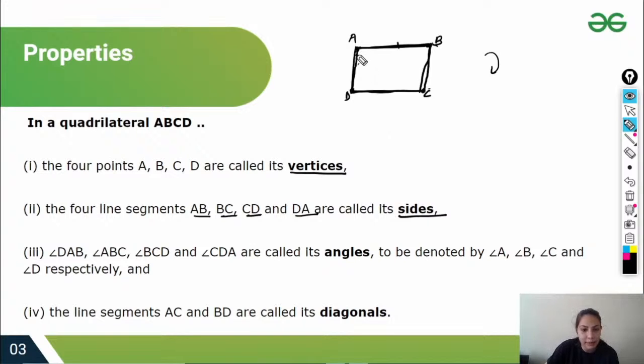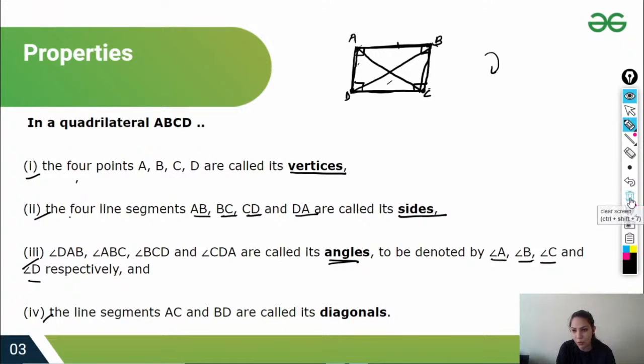Now, angle DAB, angle ABC, angle BCD, and angle CDA are called angles, and these are denoted by angle A, angle B, angle C, and angle D respectively. AC and BD, these two lines are called diagonals. We will study them further ahead. These are the sides, these are the vertices, and these are the angles. So these are mainly the four parts of any quadrilateral: diagonals, angles, sides, and vertices.